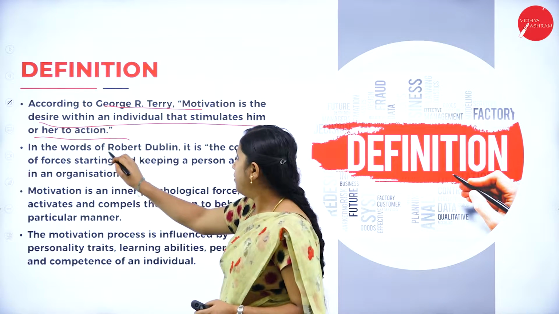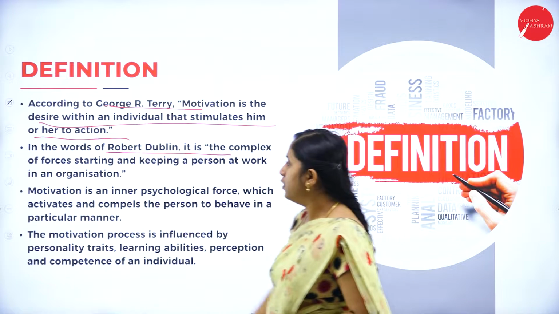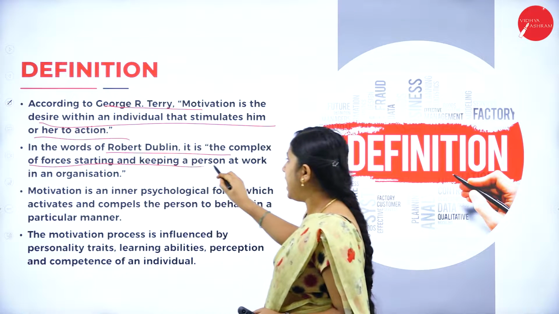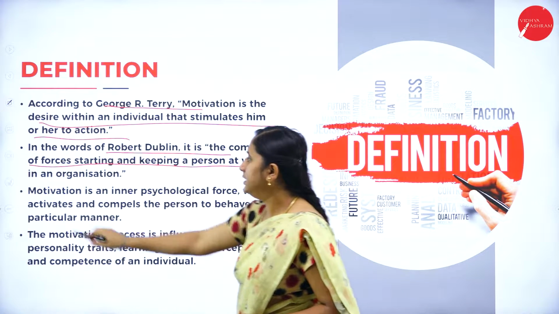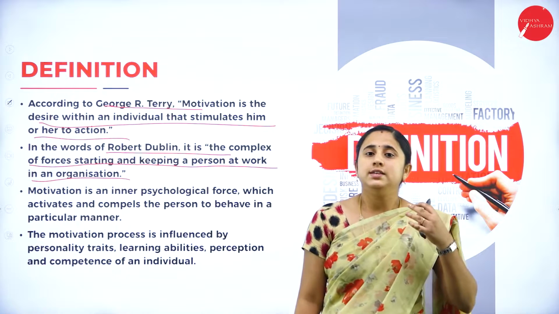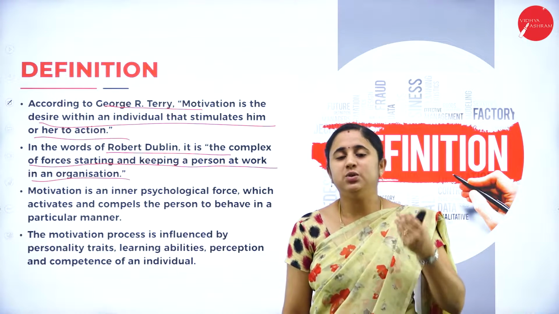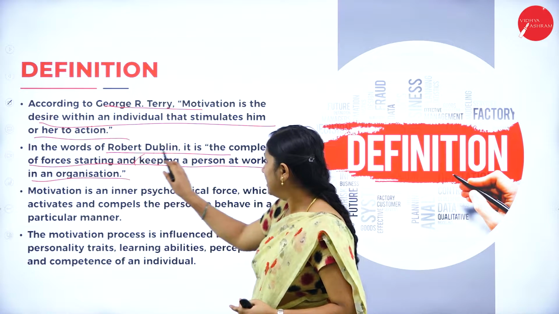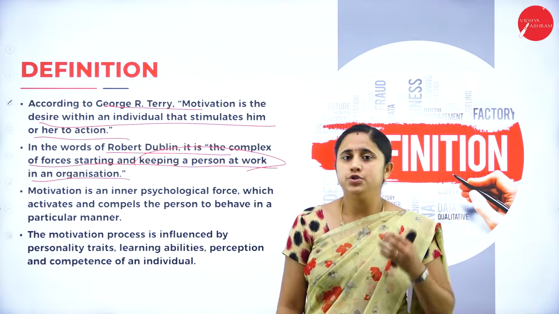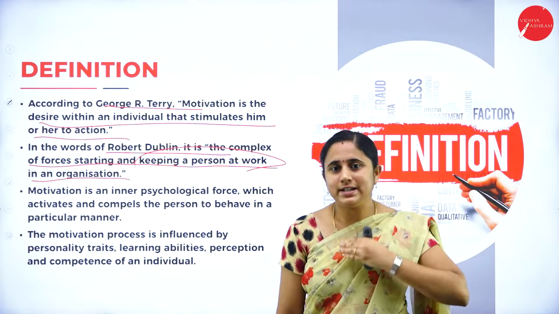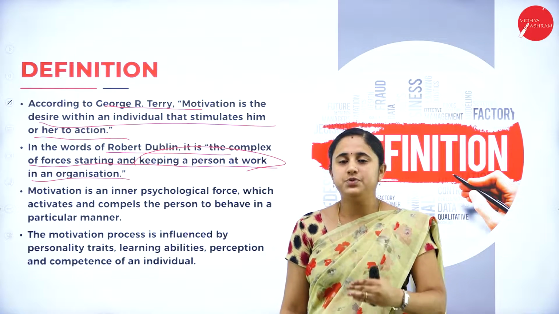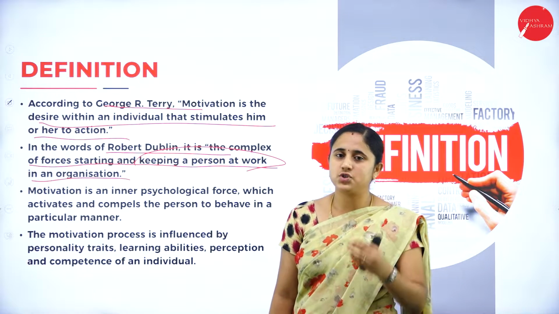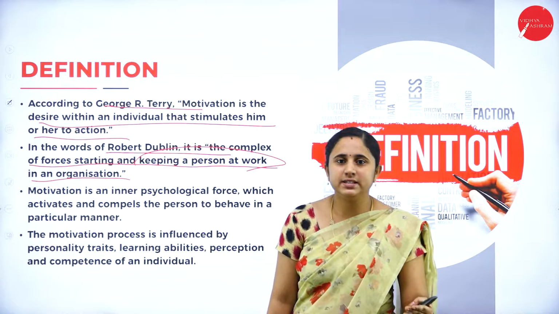In the words of Robert Dubin, it is the complex of forces starting and keeping a person at work in the organization. In order to accomplish your objective, you will start work or take action, and it keeps a person at work. So it's a continuous process. If one objective or desire is accomplished or achieved, then the other desire will arise.